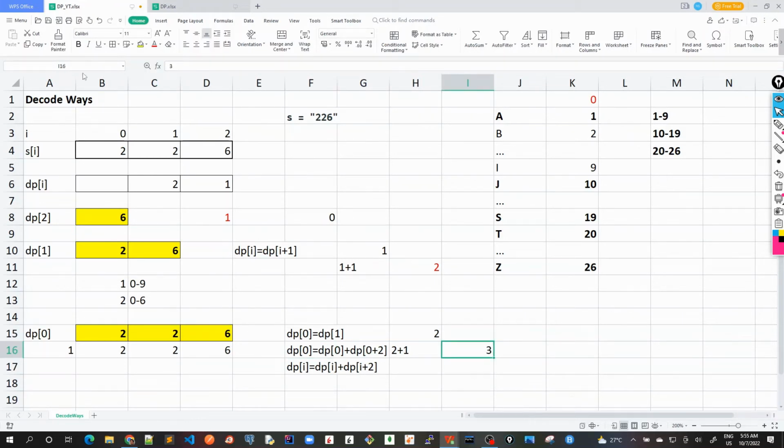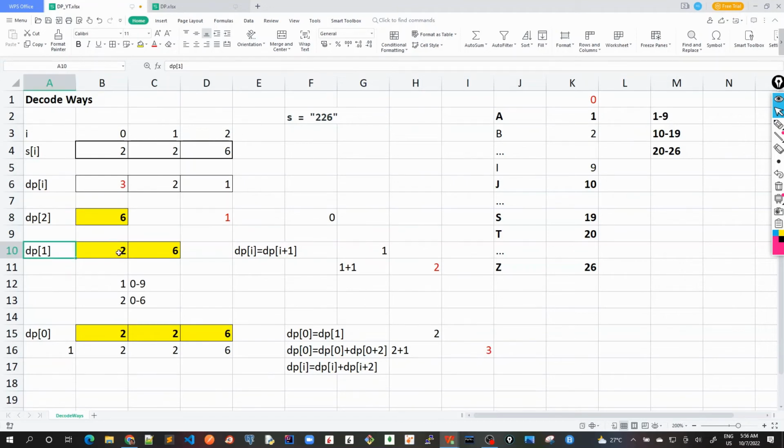So this is our final solution, and we just put it for the whole string given as 2 2 6. So let's revise this algorithm again. We started with the base case here, and we checked that each individual digit which we are considering right now is within the range of 1 to 9. If it's 0, we mark dp for that index as 0. If it's between 1 to 9, it's valid, and that's why we counted our ways as 1.